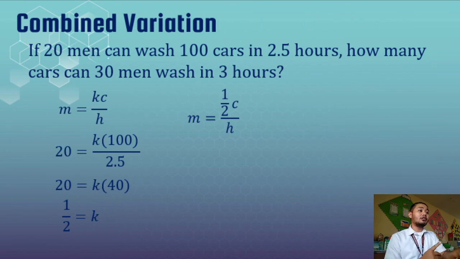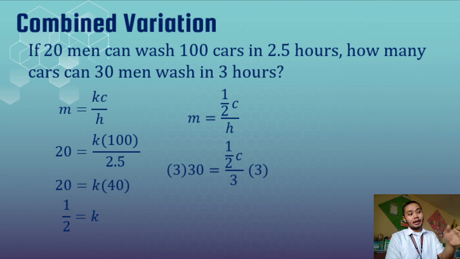Now, ang tanong ngayon dito, focus na tayo sa mismong question, how many cars? So, C ang hinahanap. How many cars can 30 men wash in 3 hours? So, yung M, palitan ng 30, yung H, palitan ng 3. Solve natin ngayon na to. So, actually, what we can do here is, we can multiply both sides by 3. Di ba, this is a complex fraction. Yung pinaka-denominator ng complex fraction is 3 para ma-eliminate na yon. So, this would be 90 is equal to 1/2 C.